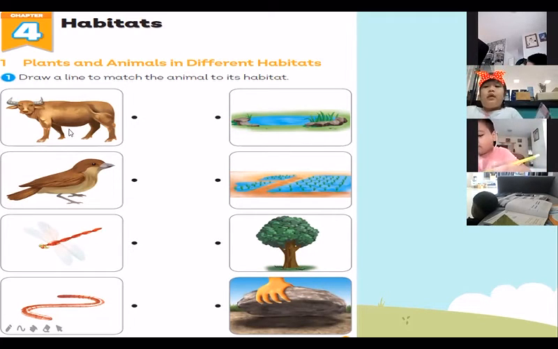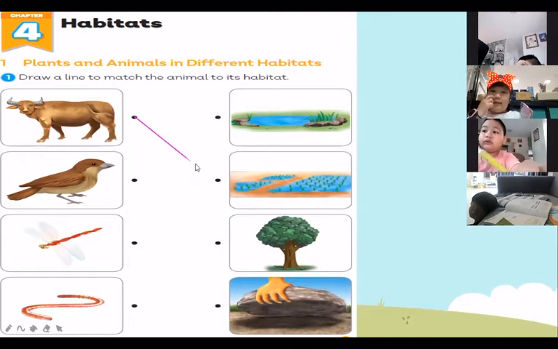Where does our buffalo live? Does a buffalo live in the pond? No. Does the buffalo live in a tree? No. Does a buffalo live in the paddy field? Yes. So we're going to draw a line from buffalo to paddy field.